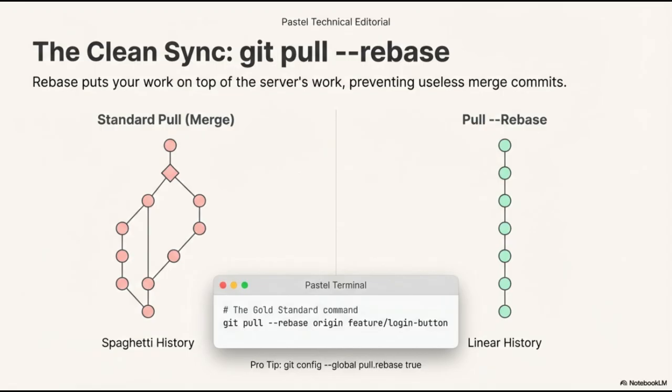The gold standard command for this practice is git pull --rebase origin followed by your specific branch name. To streamline your workflow, you can use the pro tip shown at the bottom. Configure your global settings to make rebase the default behavior for every pull.